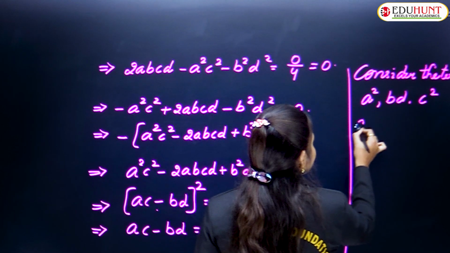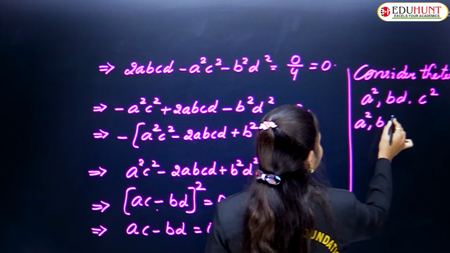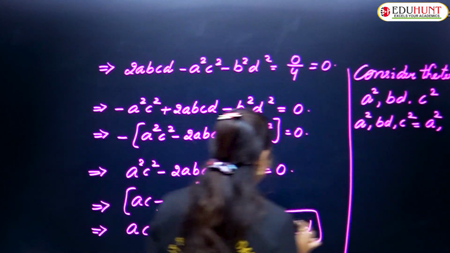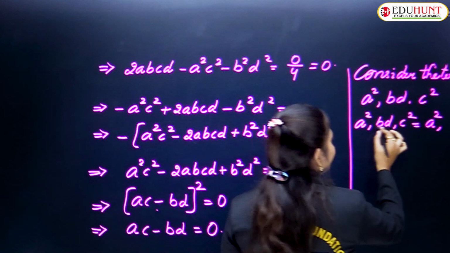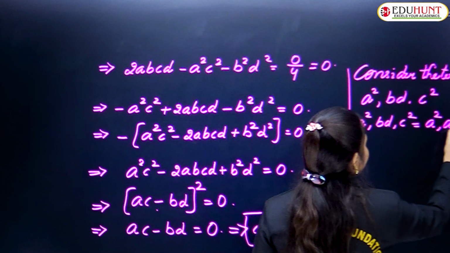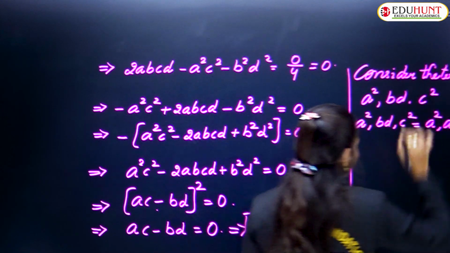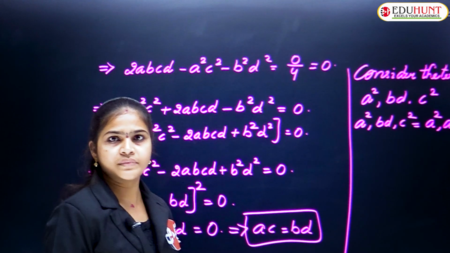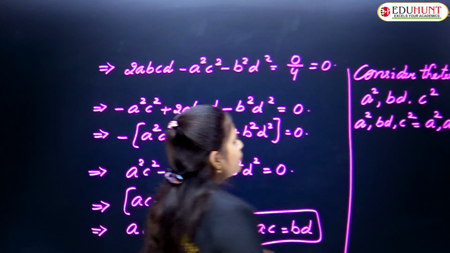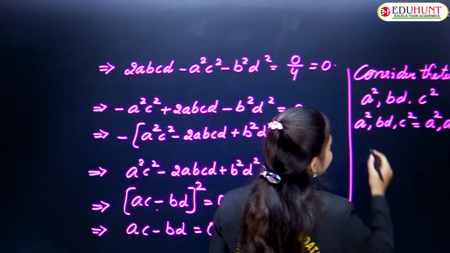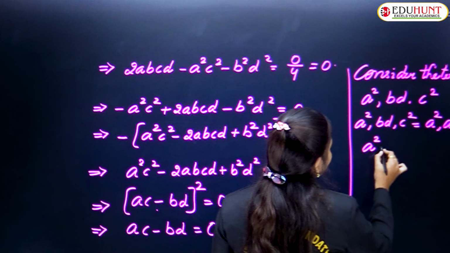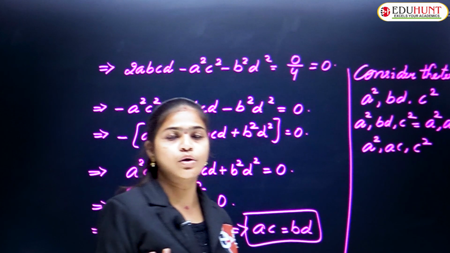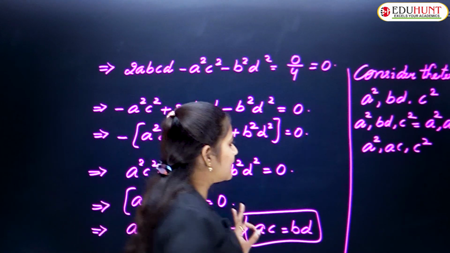So we can write a square, bd, c square as a square, and here ac is equal to bd, no? So bd is equal to ac. So we can write that as a square, ac, c square. Just substitute this value here, then those two are equal, right? So from these 3 terms, a square, ac, c square are the 3 terms.